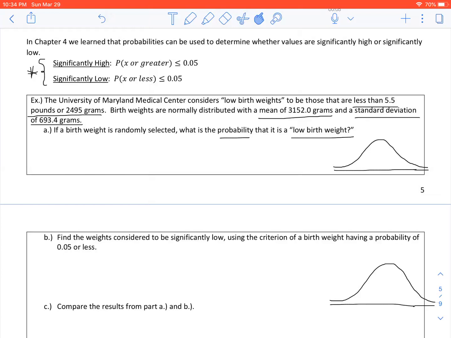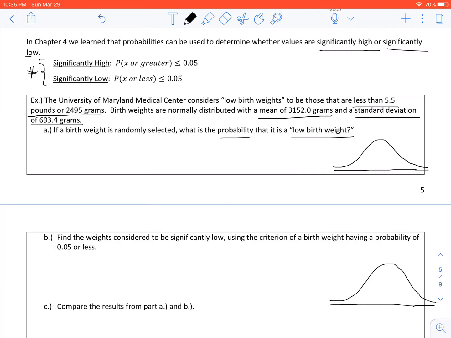This is section 6.2 continued. I am on the bottom of page 5. It says in chapter 4 we learned that the probabilities can be used to determine whether values are significantly low or significantly high. And so what that says here, give this a star.